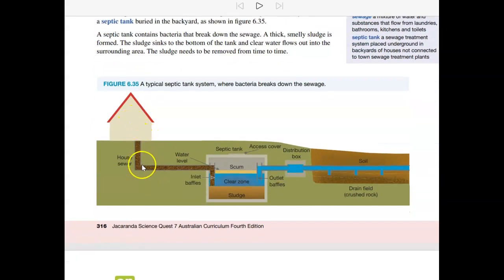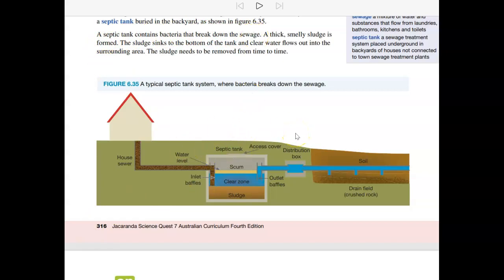So that's your house, and then the sewer goes in a septic tank, and you can see there's a clear zone, there's a sludge which settles at the bottom, and the scum. So that's, it goes out. The sludge has to be removed from time to time. So a septic tank contains bacteria which breaks down the sewage, right?